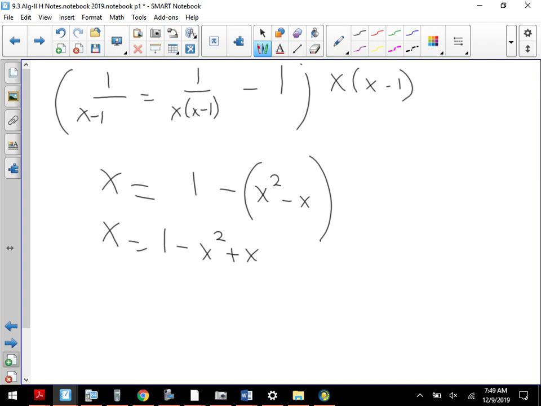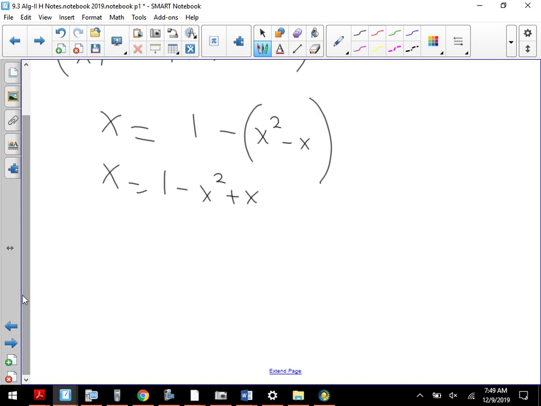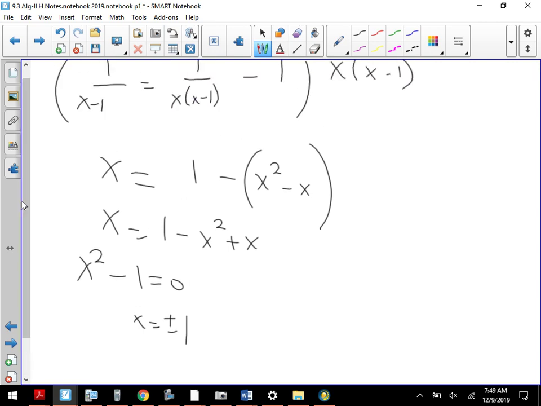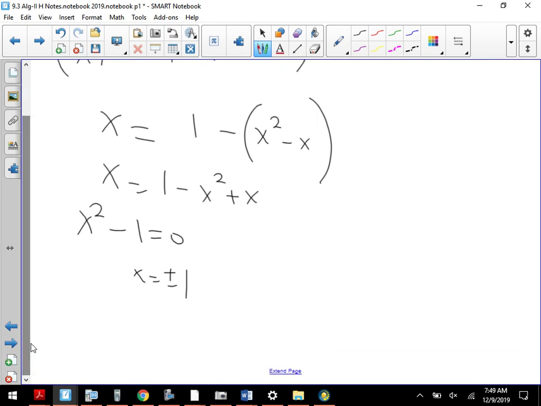Okay? Bring everything to the other side. So we have x squared minus 1 is 0, so x is plus or minus 1, which, let's see, positive 1 does not work, but negative 1 does work. So positive 1 is your only solution. I'm sorry, negative 1 is going to be your only solution for that one.